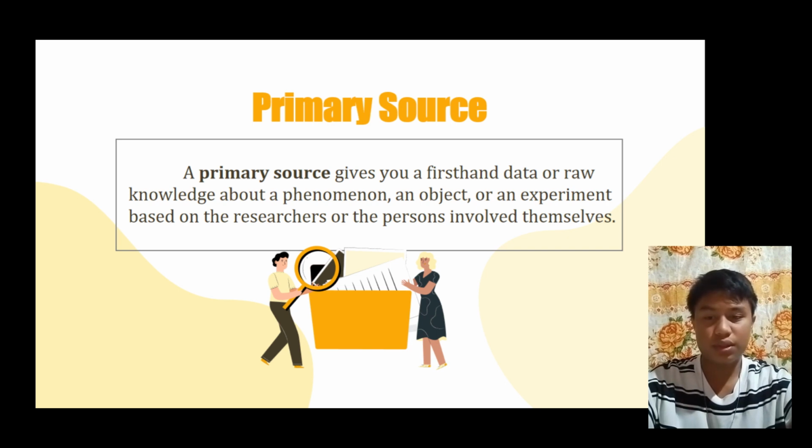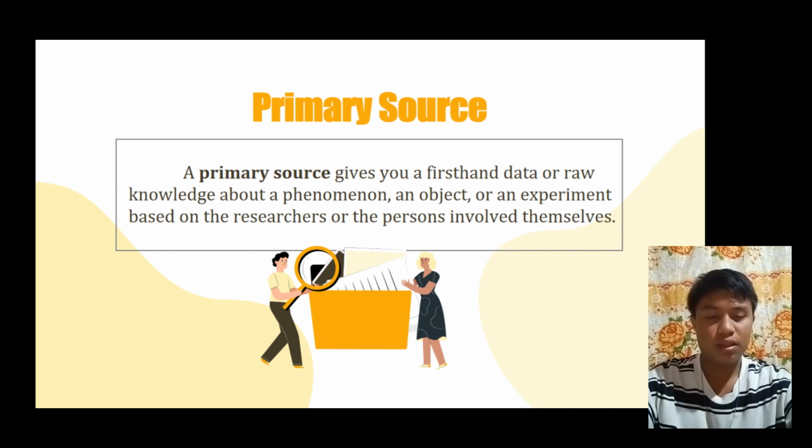A primary source is an original, first-hand account or evidence of an event, topic, or historical period. It is created by someone who directly witnessed or experienced the subject matter being studied. Primary sources provide direct access to the original information or data, giving researchers and historians a closer and more authentic understanding of a particular topic.